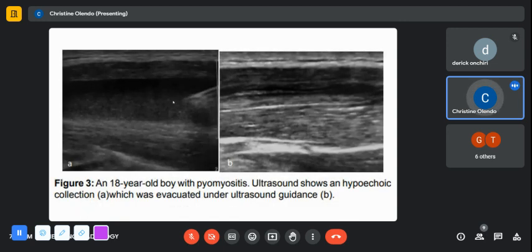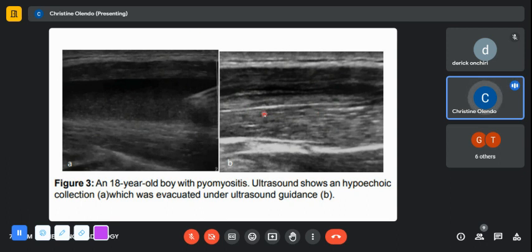So we go through a few cases. Here we have an 18-year-old with pyomyositis. The location of the pyomyositis unfortunately was not stated, but on the first sonogram, you're seeing a hypoechoic collection in this area, and after evacuation, you can see there's still a bit more of it left, but you can now see the normal muscle which is there.